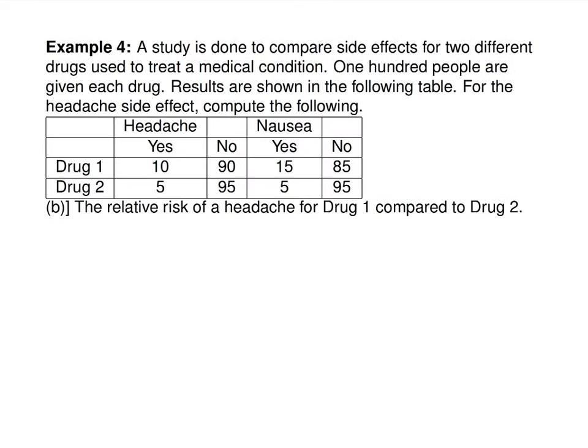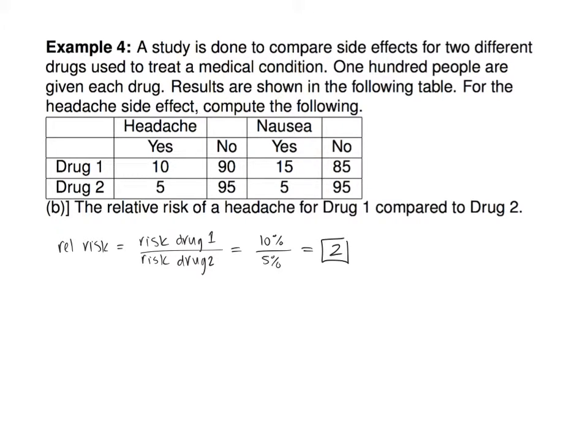So relative risk. Find the relative risk of a headache for drug 1 compared to drug 2. Relative risk will be the risk for drug 1 divided by the risk for drug 2. It's 2. The risk for drug 1 was 10%, drug 2 was 5%. That is 2. So that means taking drug 1, you're twice as likely to get a headache. Does that make sense? Okay.